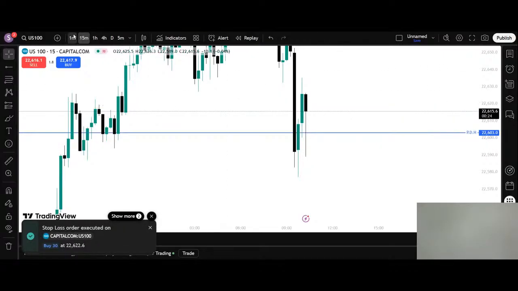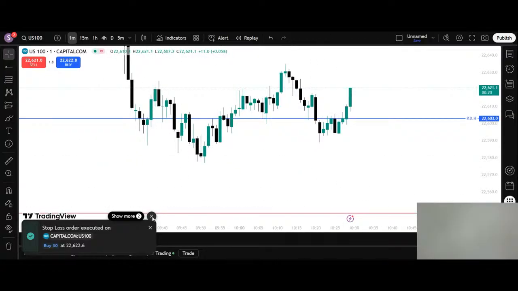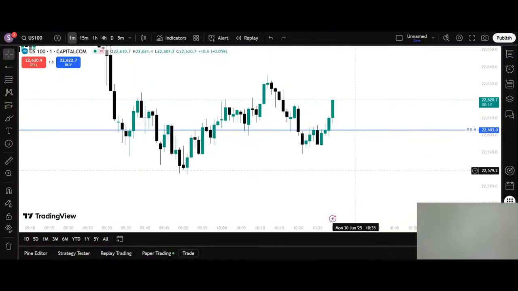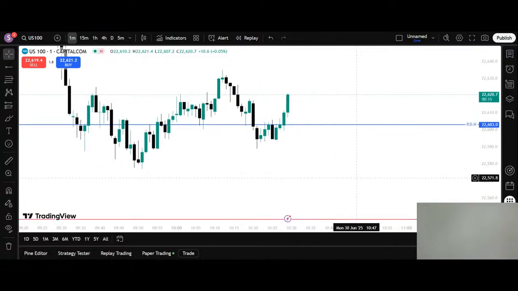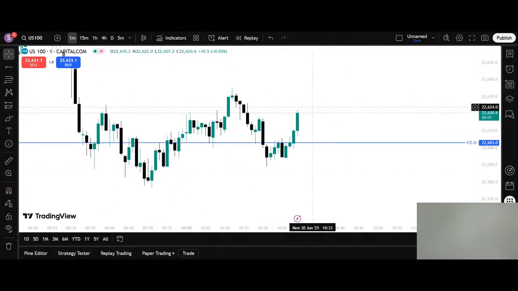Whoa, my SL has been hit. So, okay, it was just a small trade. I'll call it a day. That's it for me. I shouldn't be overtrading now. Price seems to be just stuck. Probably should wait it out.